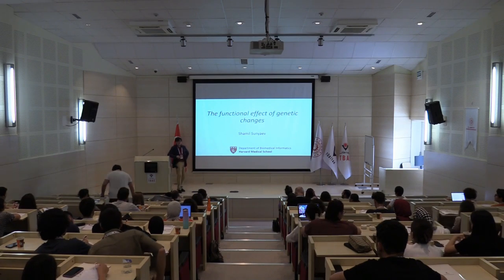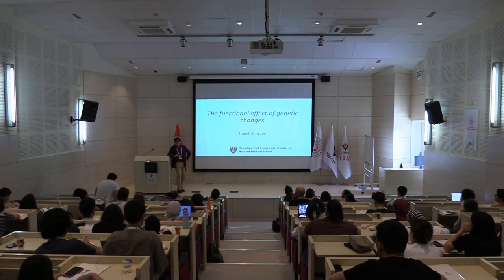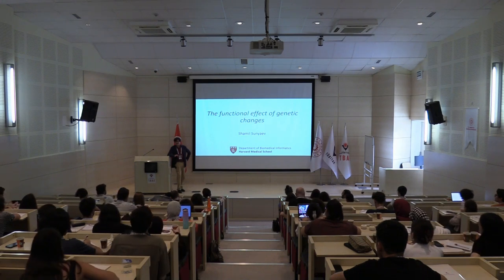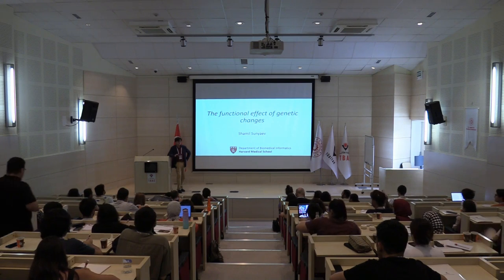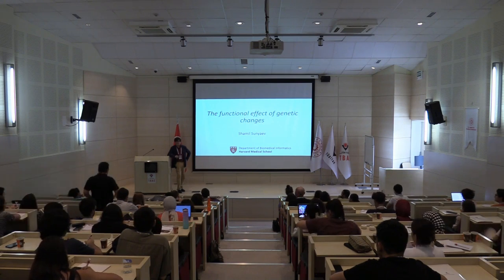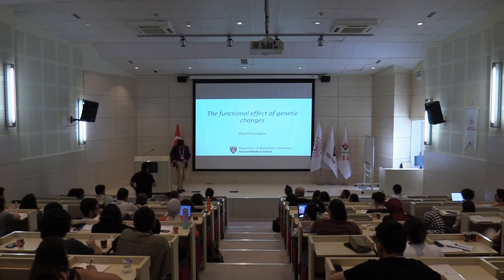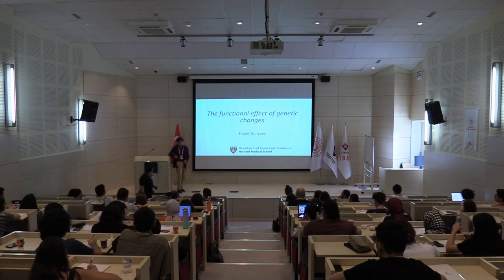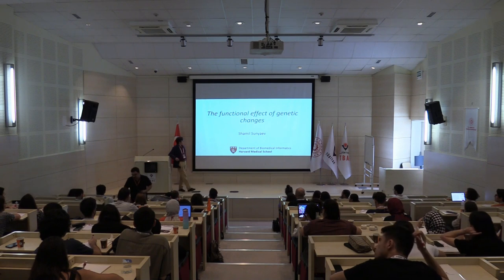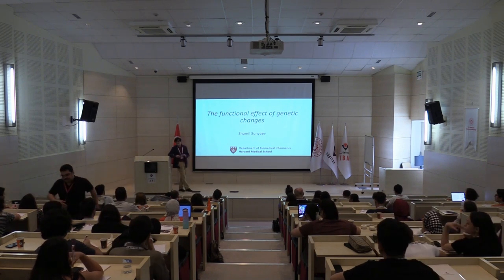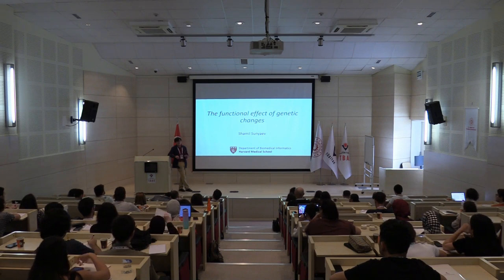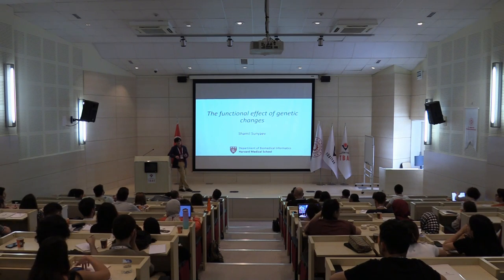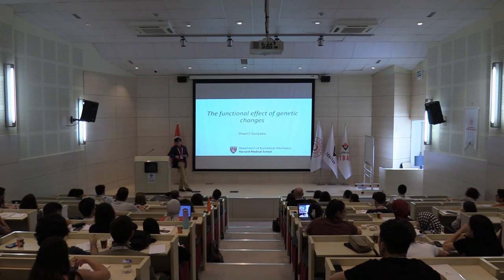Okay, so the last segment is about predicting functional degradation, right? We went through mapping, the relationship between genotype and phenotype, general properties of genetic variation. So now it's the very basic properties of function, what actually happens at the level of molecular function when you introduce variation.